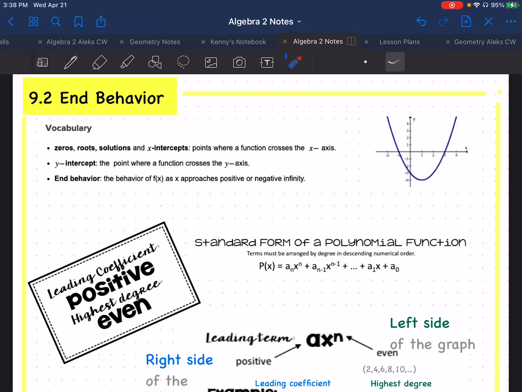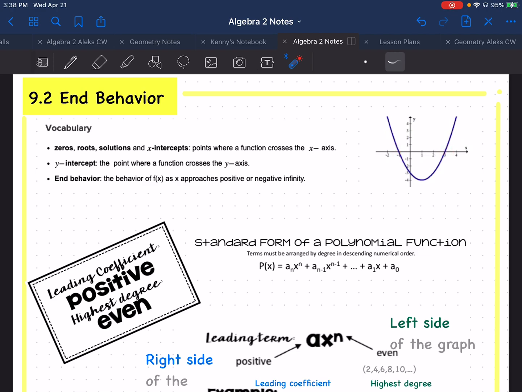Today's lesson is 9.2, End Behavior. If you take a look at any polynomial's graph, here is the example of a quadratic, because it's a parabola. You can identify the zeros, roots, solutions, and x-intercepts as the point where the graph, the function, crosses the x-axis. So there would be my zeros, which are also called my roots, my solutions, my x-intercepts. I can use any of those words interchangeably.